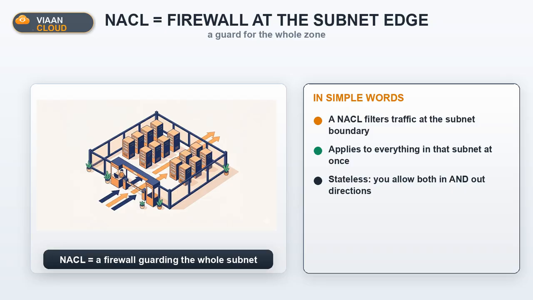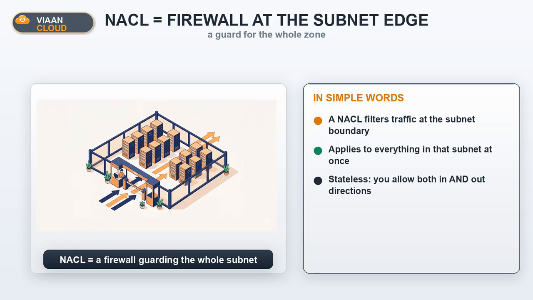There's a second, coarser firewall that works one level up at the edge of an entire subnet. It's called a network ACL, where a security group guards one server. A NACL guards every server in the subnet at once, like a checkpoint at the gate of the whole compound.